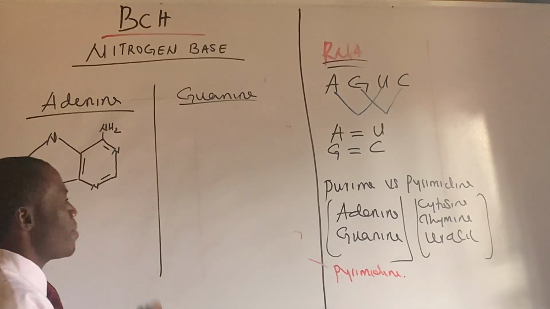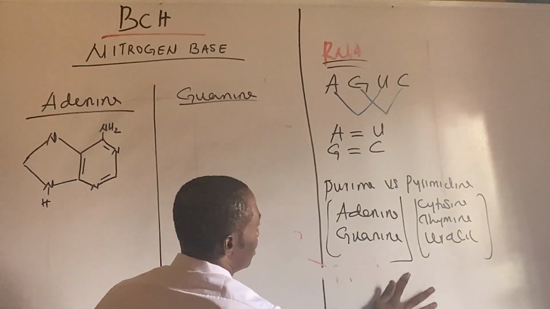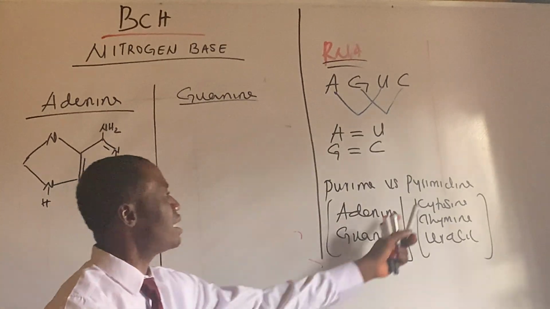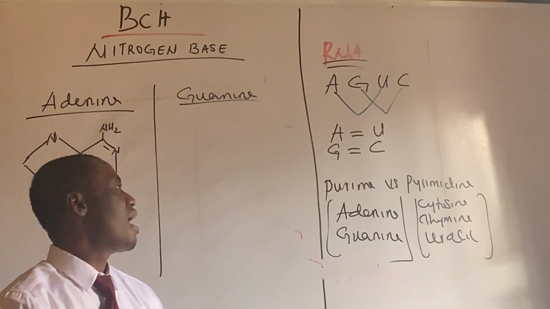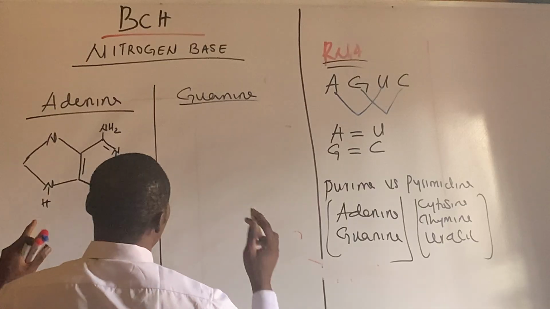Guanine structure. Remember, the adenine and the guanine, they are the purines. They are the what? The purines. While the cytosine, thymine, and uracil are the pyrimidines. So let's draw the structure of the guanine.